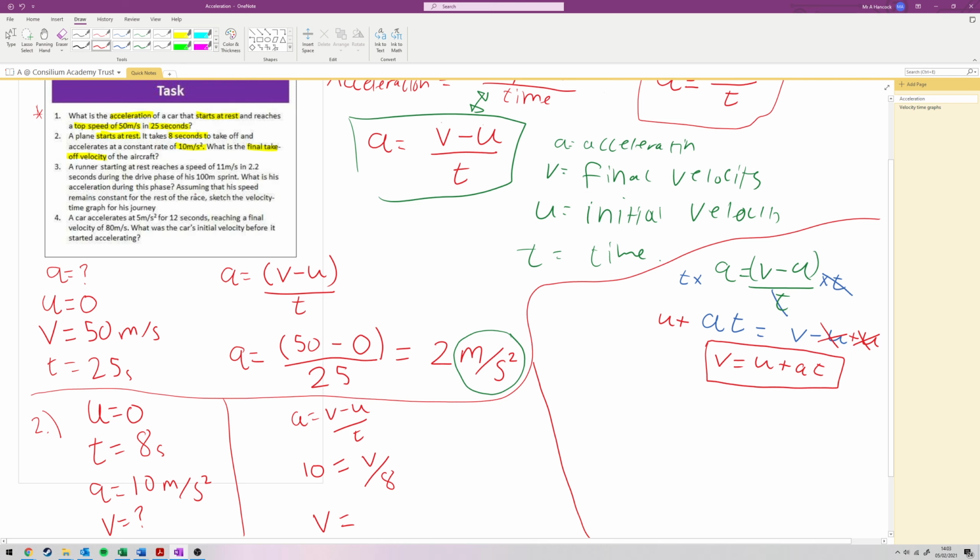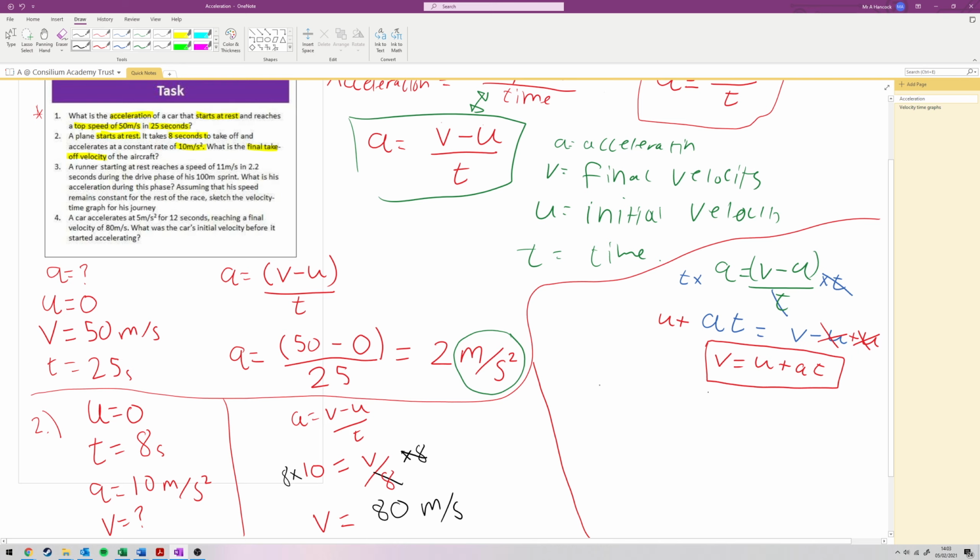If I wanted to get V on its own, I need V equals something. So I need to get rid of this divided by 8. And how do I get rid of that? I times both sides by 8, right? So that 8 and that 8 cancel. Well, what's 8 times 10? That would be 80. So I know the final velocity is 80 meters per second.